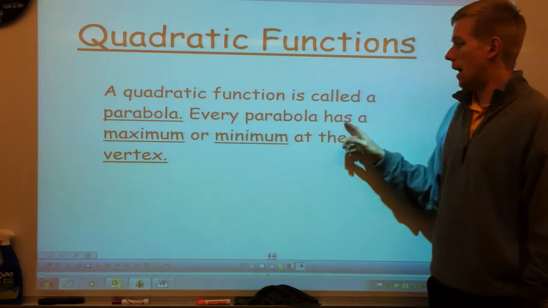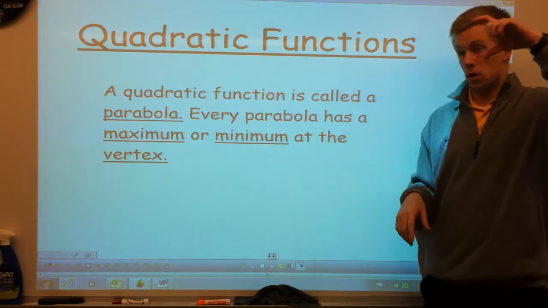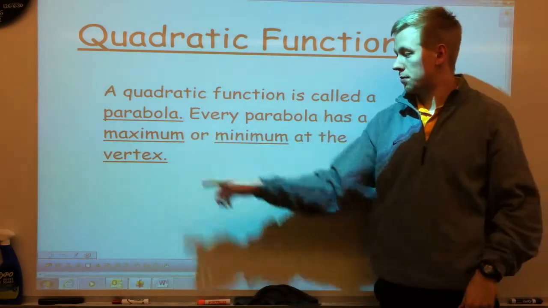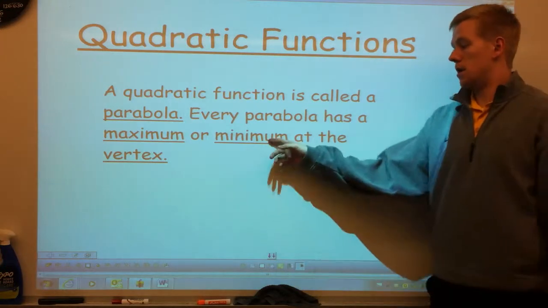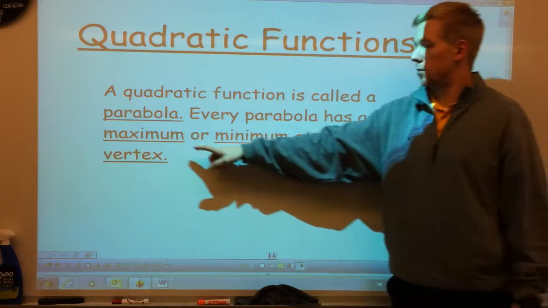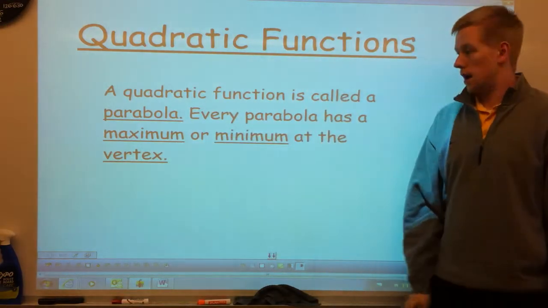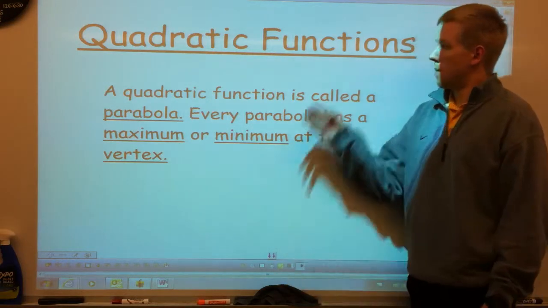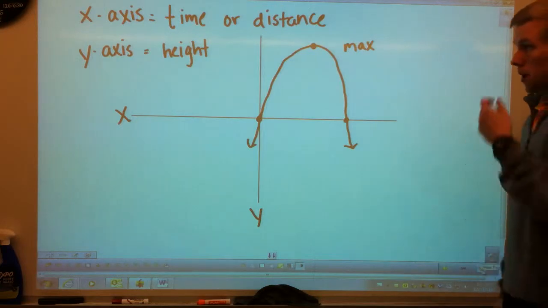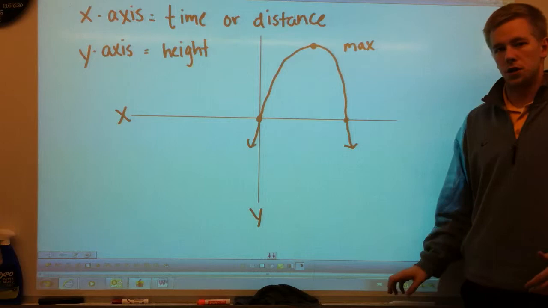Every parabola has a maximum or minimum at the vertex. So each parabola either has a high point or a low point. The high point is called the maximum. The low point is called the minimum. Minimum will be on the smiley face or the U-shaped. The maximum will always be the vertex on the upside down U or the frowny face. Okay, so that's more about the quadratic function. We're talking about what they mean in terms of real life type problems that you're going to see.